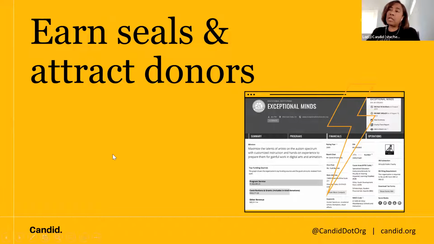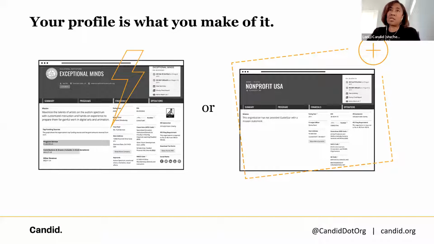So the second primary use case for Guidestar is to earn seals for nonprofits. This is geared toward nonprofits. As I mentioned before, if it's a 501(c)(3) organization, then it's listed in Guidestar. It's a matter of claiming the profile. And as I demonstrated, if you don't claim your profile, it looks sketchy like the one on the right. If you do, it looks like the one on the left.